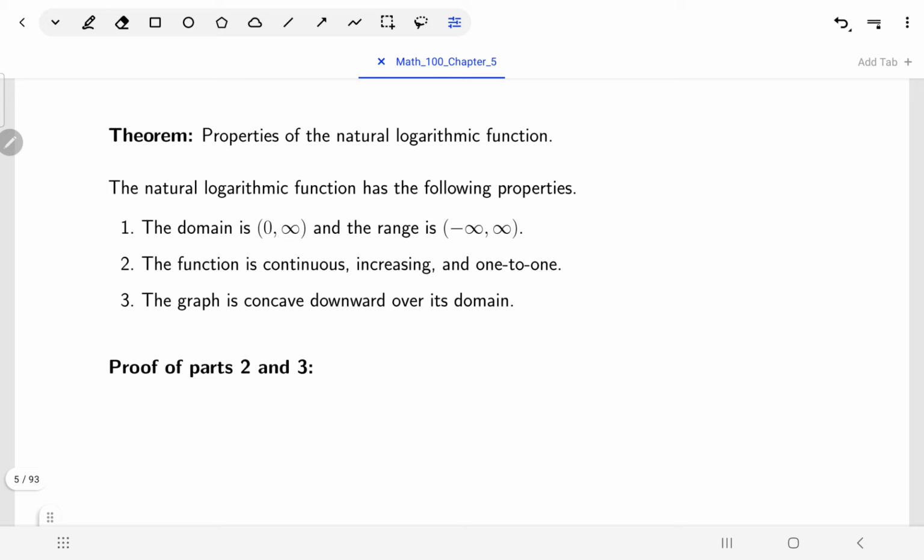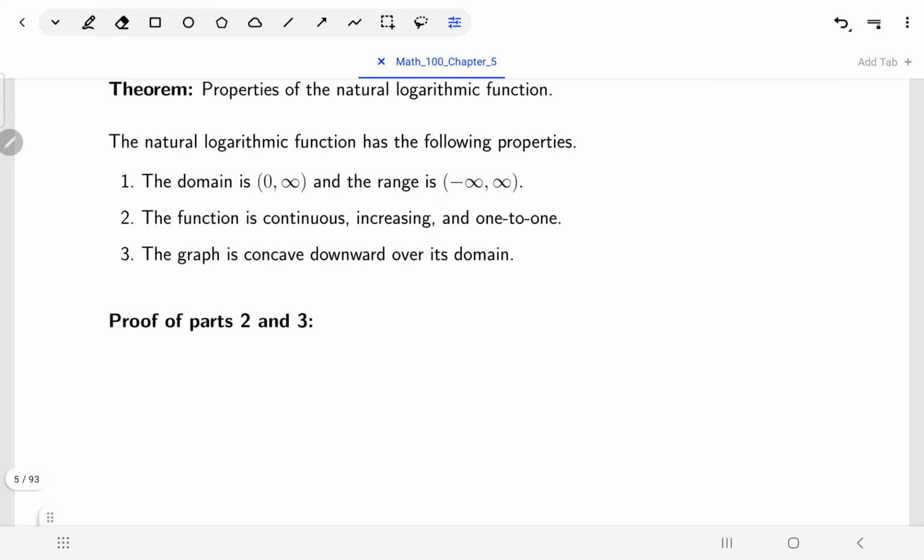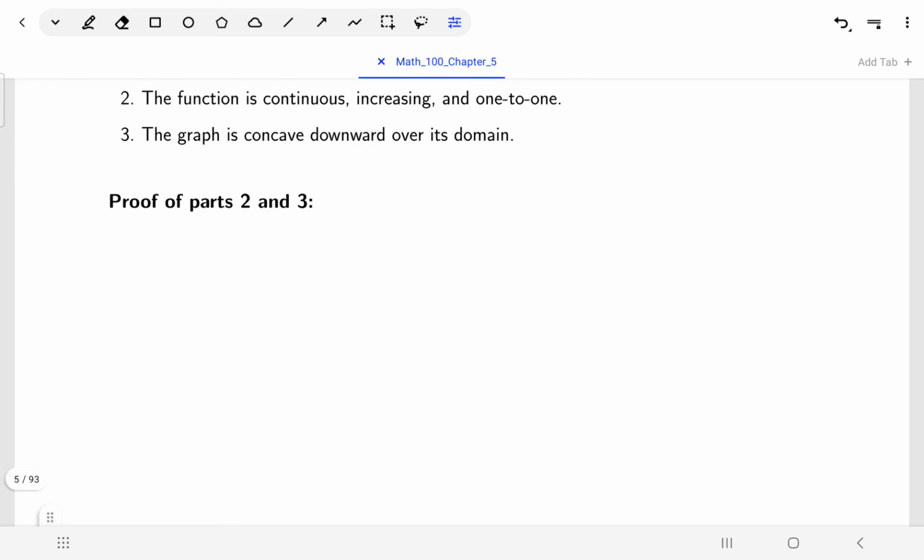But I'm going to do the proof of the other two parts: the continuity, increasing, and 1-to-1 properties of our natural log function, and then concavity, it being concave down for the whole domain. So the first part is actually pretty straightforward, at least for the first two. Being continuous and increasing, I actually get that right away from the derivative.